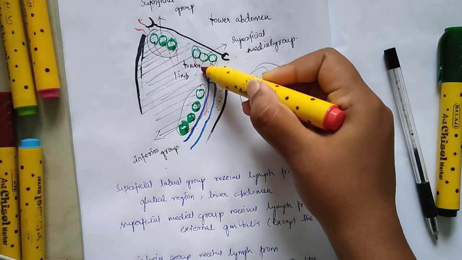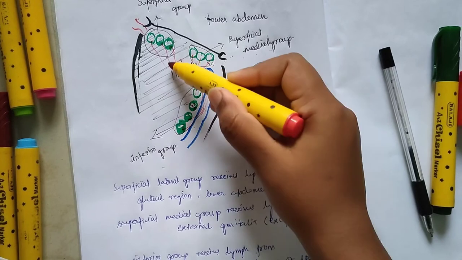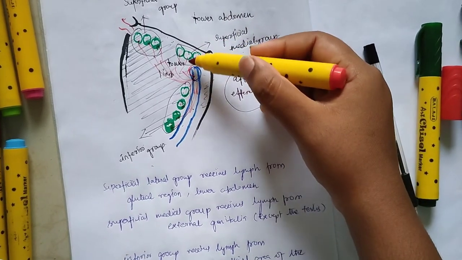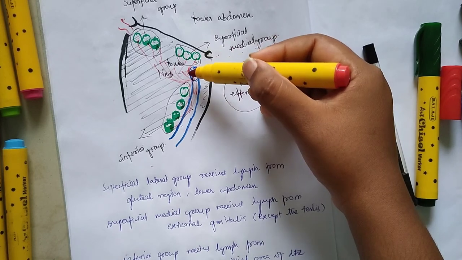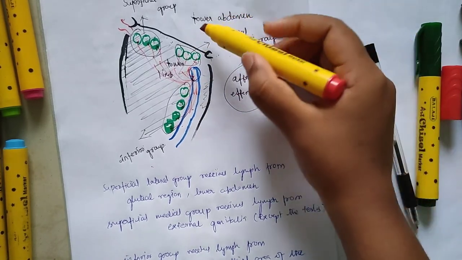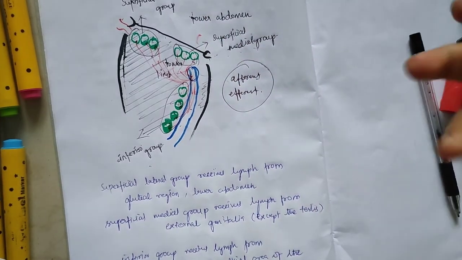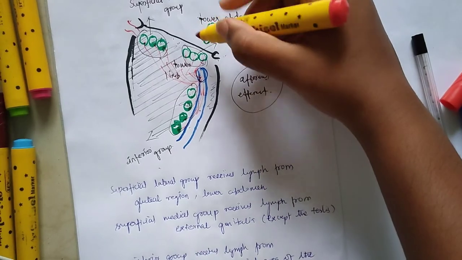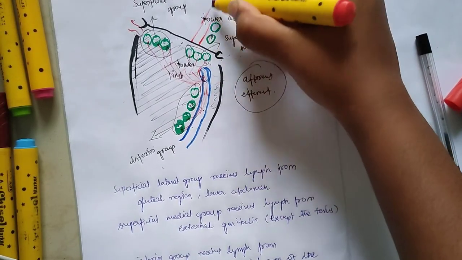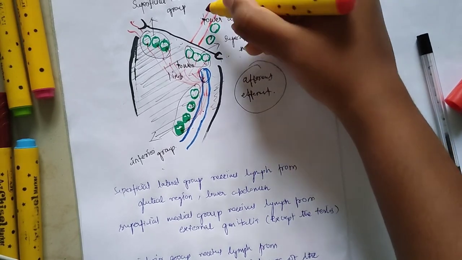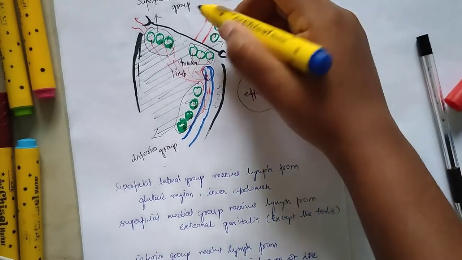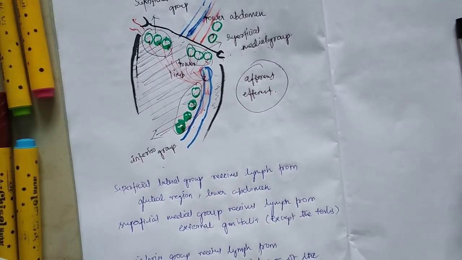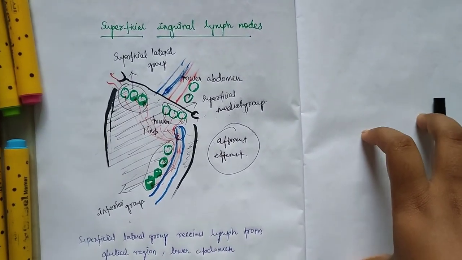These efferent vessels enter into the saphenous opening and drain into the deep inguinal nodes, which are present along the femoral vein. These deep inguinal nodes drain the lymph into the external iliac nodes that are present along the external iliac vessels. Okay, that's all about the superficial inguinal nodes.